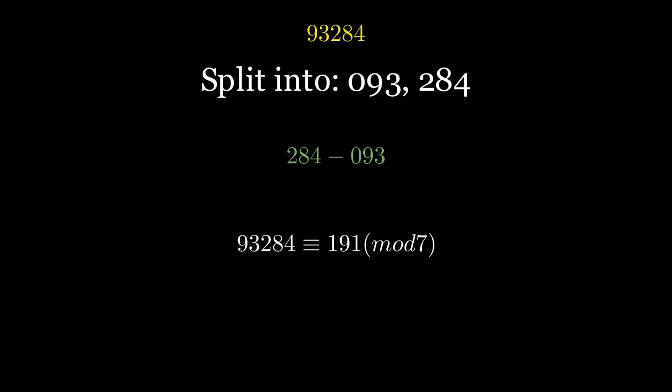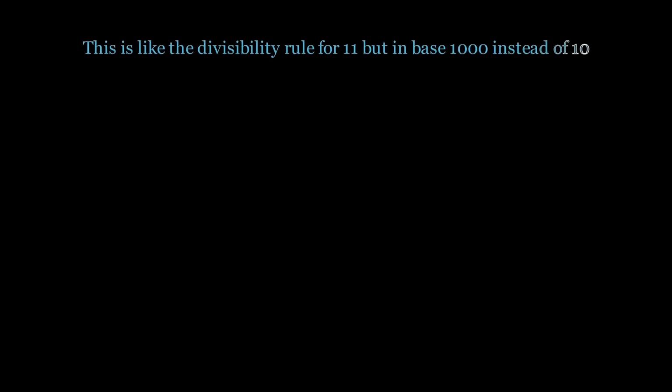Now take the old example of 93,284. Now we have to split it starting from the right, taking 3 digits each. So we get 284 and then 093. Label them as 1 and 2 respectively. Now we subtract 2 from 1 to get 191, which should be congruent to the number mod 7. This is like the divisibility rule for 11 but in base 1000 instead of 10. This is because 1000 is congruent to minus 1 mod 7.